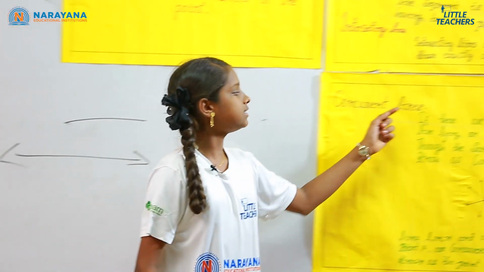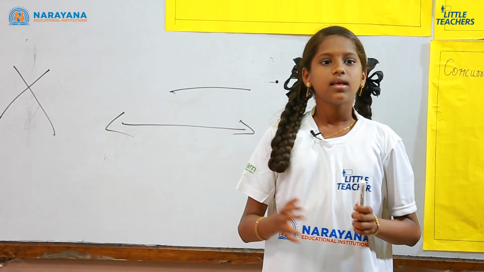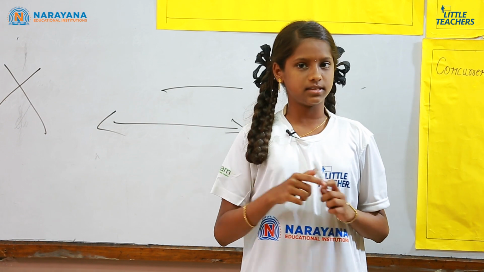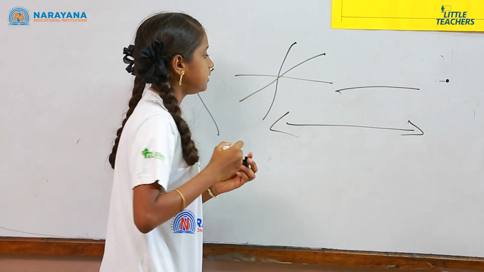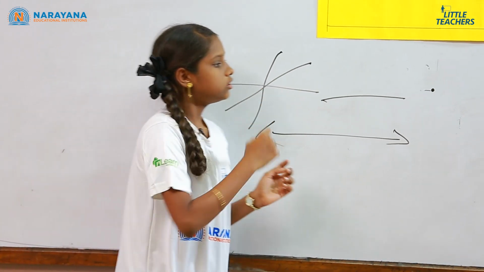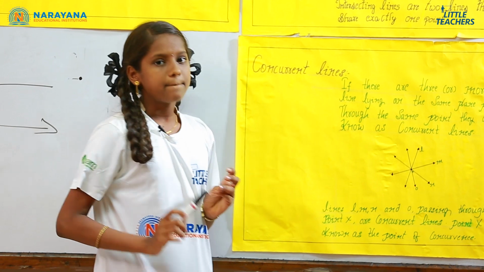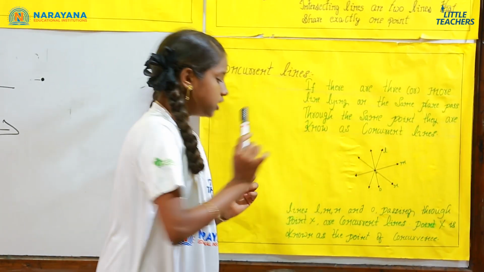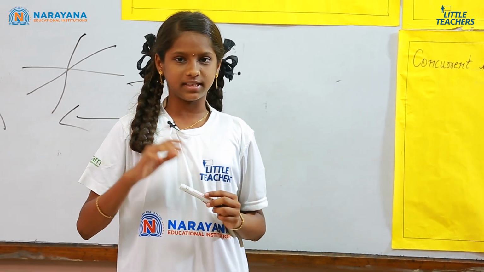And concurrent lines. If there are three or more lines that pass through the same point, they are known as concurrent lines. For example, here I have drawn three lines. They are passing through a point. I have drawn here L, M and O passing through the point X. So, here point X is known as the point of concurrency.